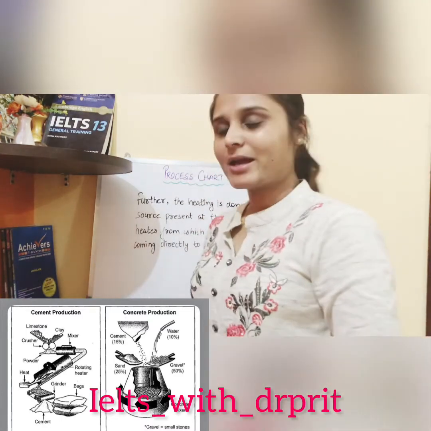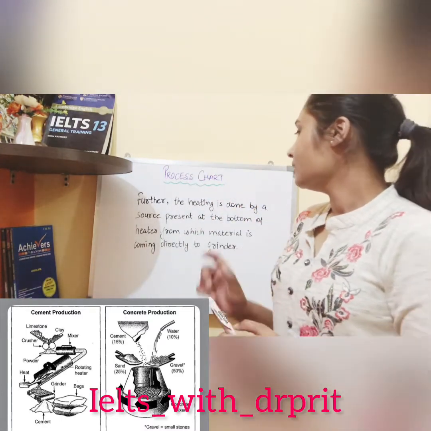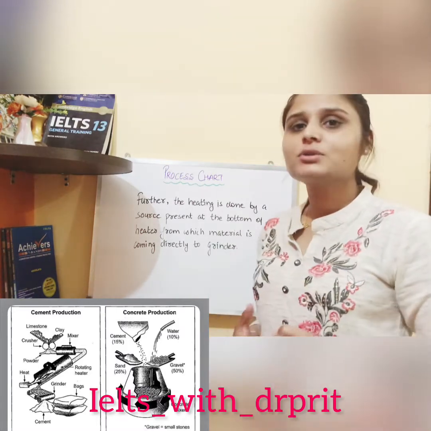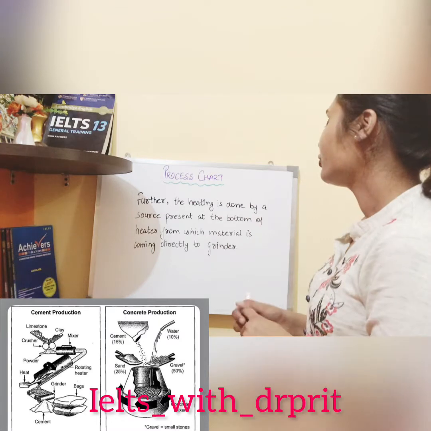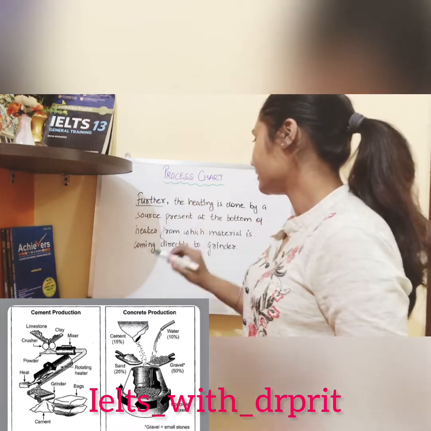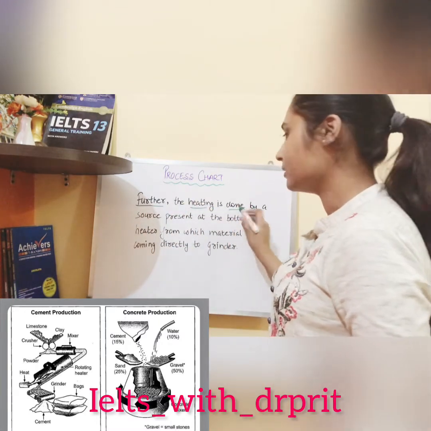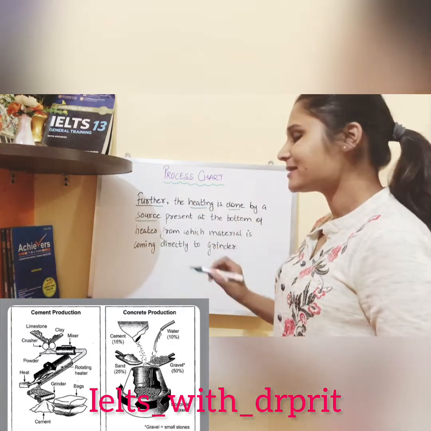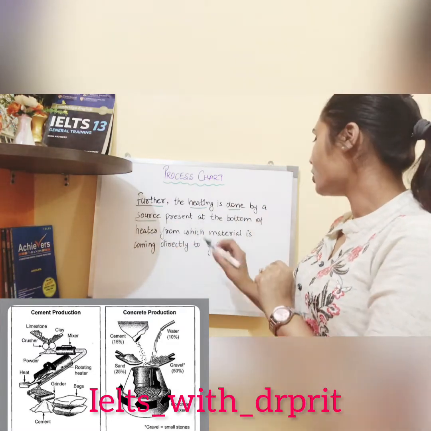In the next stage, as you can see, the heating is done. So we would talk about, again, we would use a passive sentence. We would write further, we would add a connector. The heating is done. This is a process, heating is done by a source. If you can see, there is a source at the bottom.